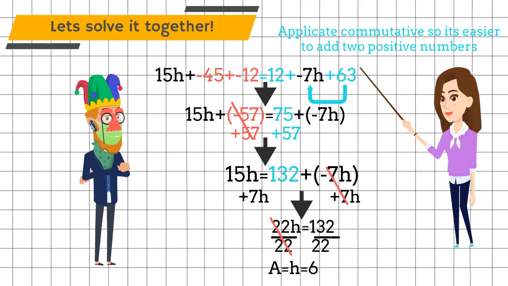At last, we need to divide because in the left side there is still a multiplication, and we apply the opposite operation to annihilate the multiplication. So the final answer will be h equals 6.